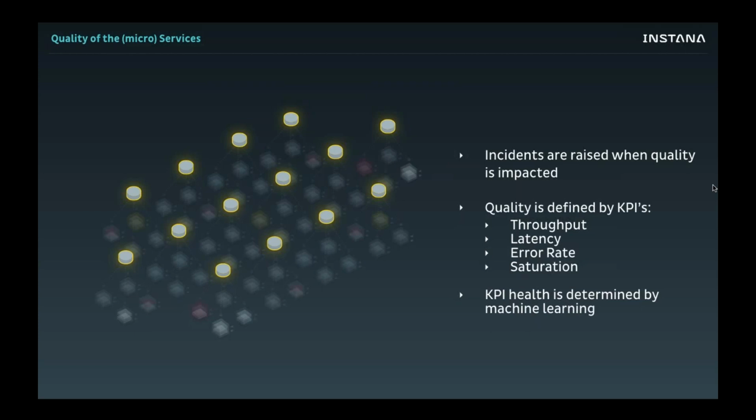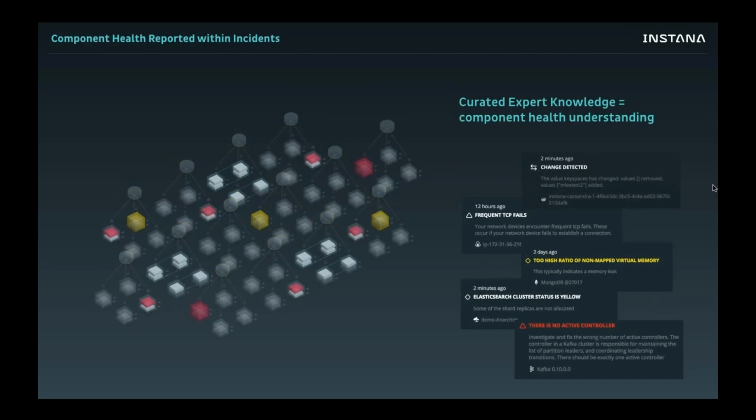And then the health, KPI health, is determined by machine learning. And that is quite important also because of the ever-changing aspect of these environments and also the complexity of these environments. All right? So now remember, the microservice is a structured stack. And certainly, in the incident report are any suspicious health issues in that full stack. So the way we monitor that, we monitor the health of each of the components with what we call a curated expert knowledge approach.